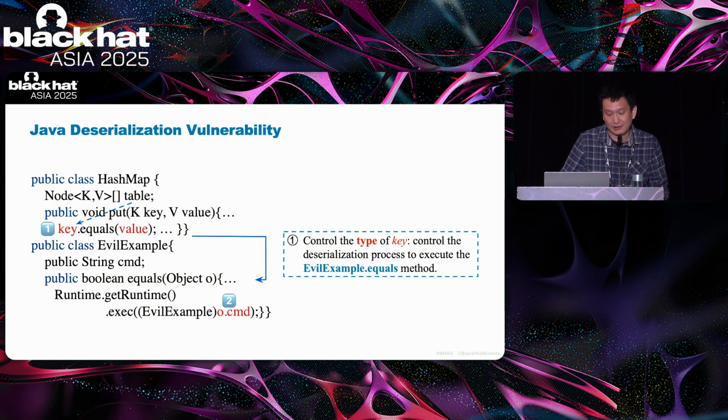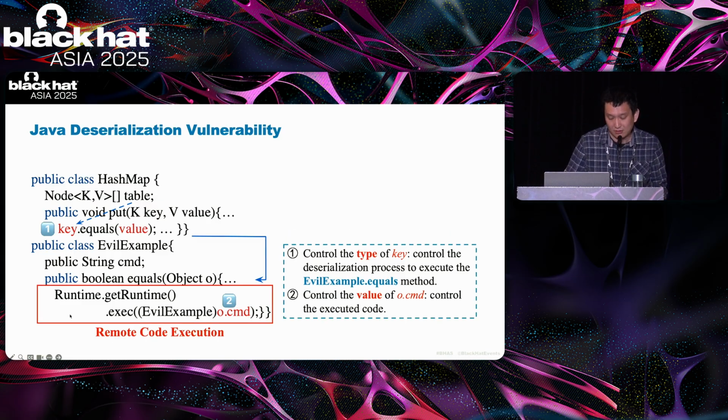More specifically, here we show what the attacker could do. You can see it here. We have this hash map, and inside the hash map we have this key.equals. If this key actually equals this EvilExample, then this EvilExample class has an equals method which is inherited from the other method. Inside of this, it can call Runtime.getRuntime and then exec. In the exec, it's going to execute this o.cmd, which is part of this EvilExample. It has another attribute, and it can execute and achieve the consequence of remote execution.